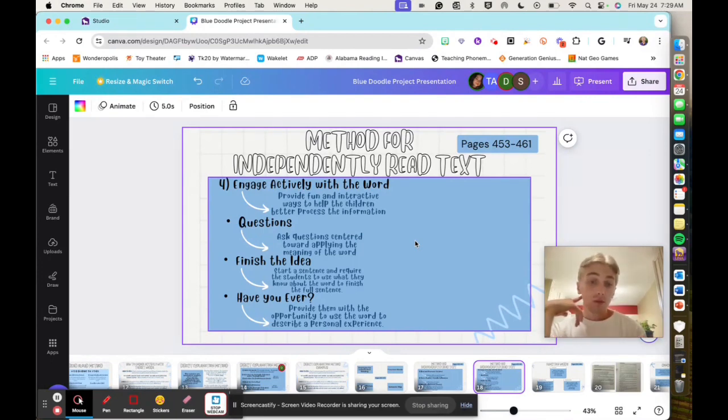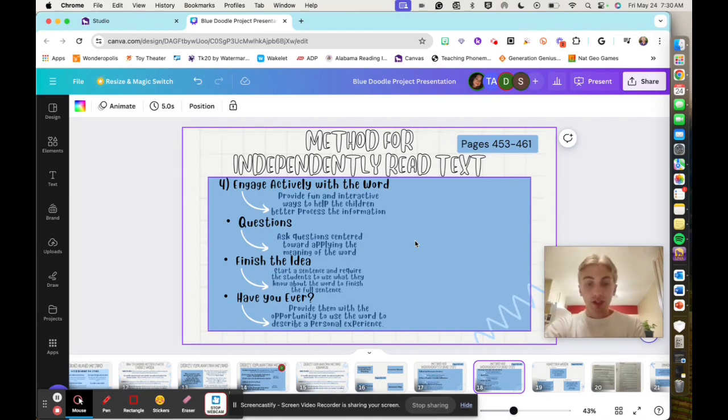And the first way you can do this would be to ask questions. And you ask questions that are centered toward the meaning of the word. So an example of this would be, how might you coordinate plans to visit a friend? And so you'd let them work together in pairs or by themselves to figure out the word and try to get an idea of what the word means by this sentence.